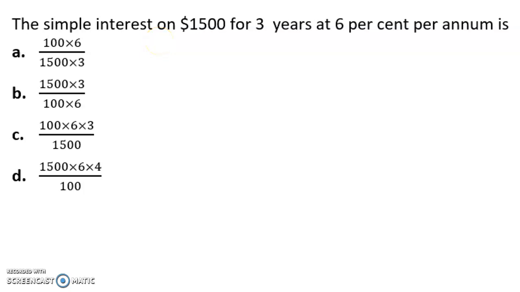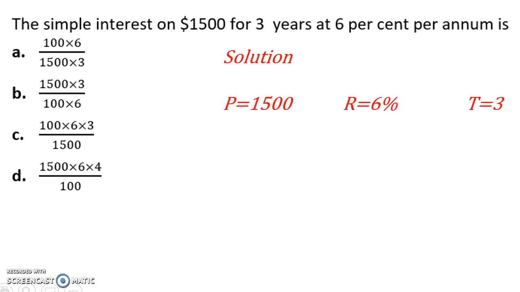Okay, the first question says the simple interest on 1500 for 3 years at 6% per annum is. Alright, so the first thing is the principal is 1500, the rate is 6%, and the time is 3 years. The formula: simple interest equals principal times rate times time divided by 100.